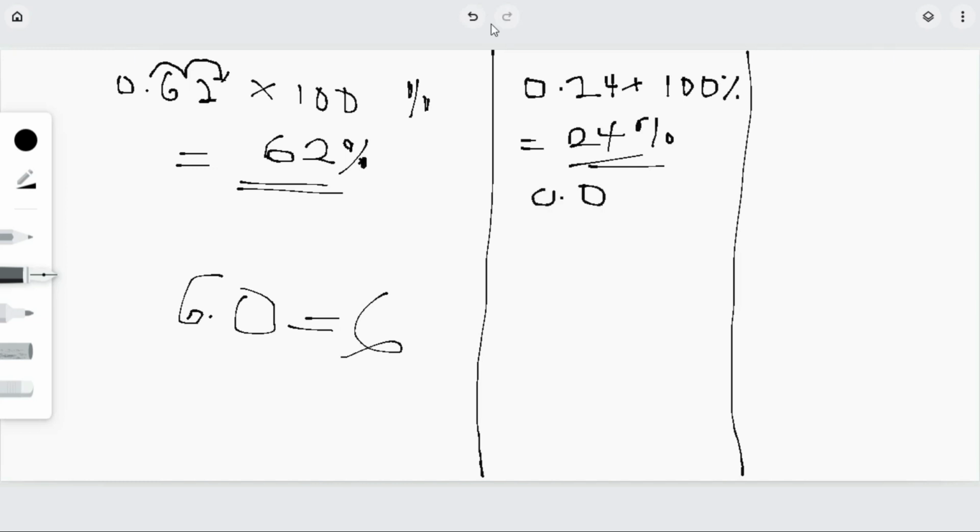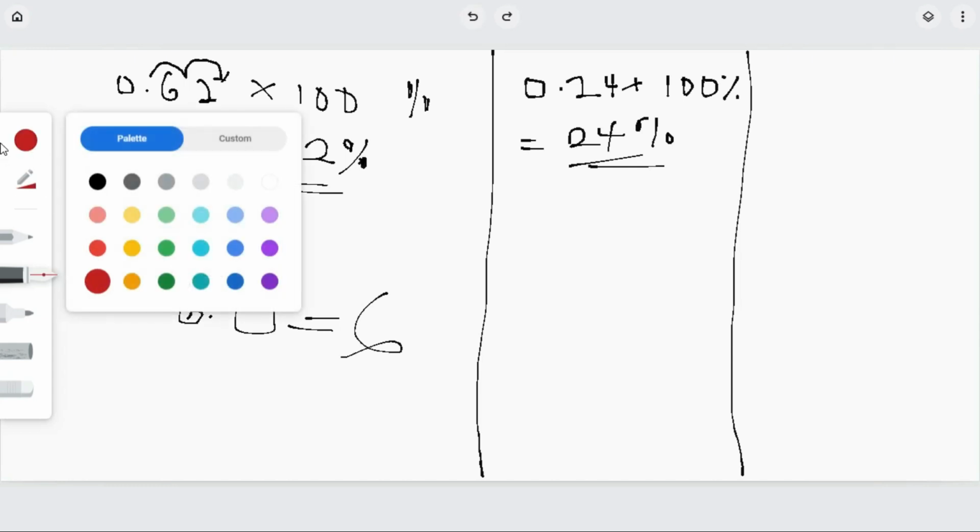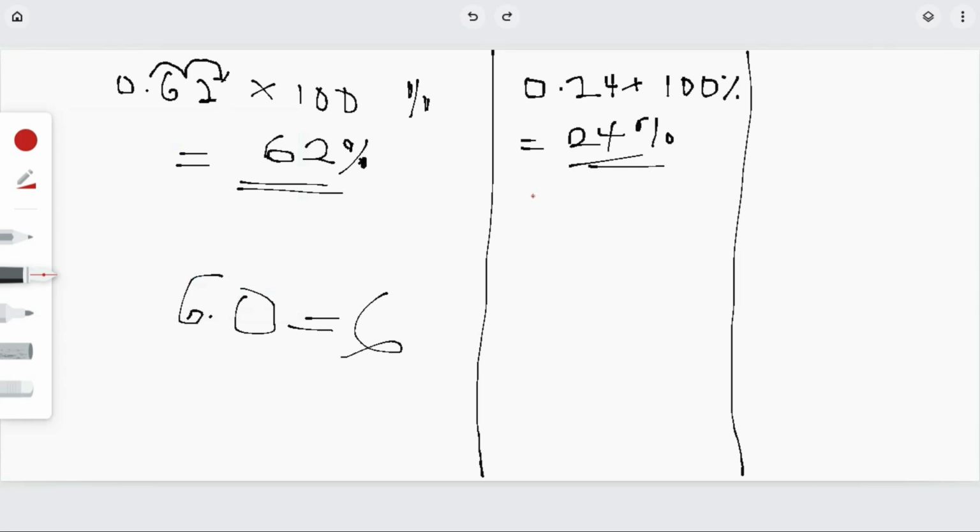The second one is 0.02. Let me use the red marker so that you know I'm doing the correction for you. You want to change 0.02 to percentage, so just multiply by 100, the same way we did with the first one, and put the percentage sign. If you multiply 0.02 by 100, that would be 2. You understand? We shift the decimal point 2 times, 1, 2, and that gives 2. That means the answer is 2%. So 0.02 to percentage is 2%.